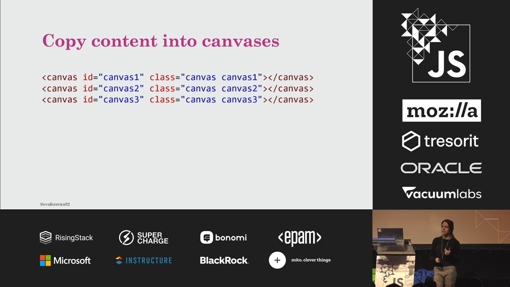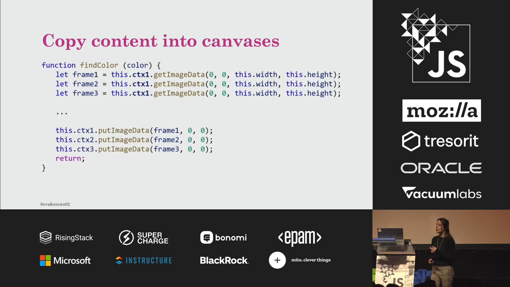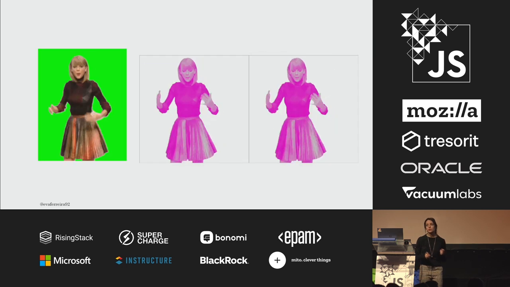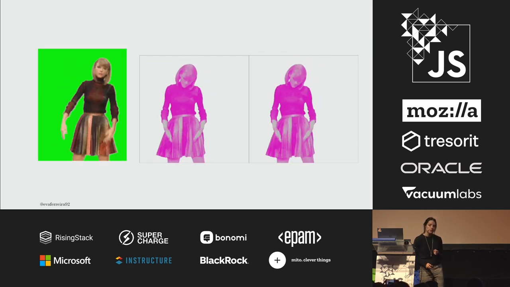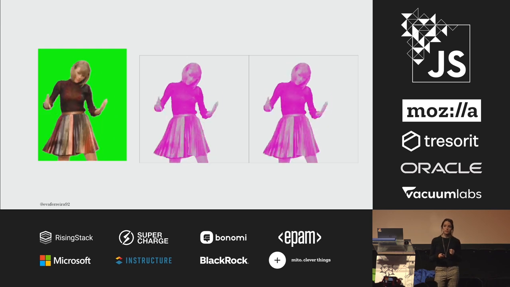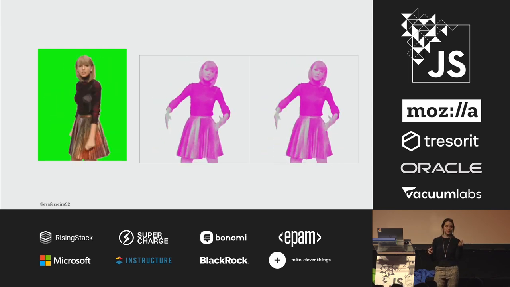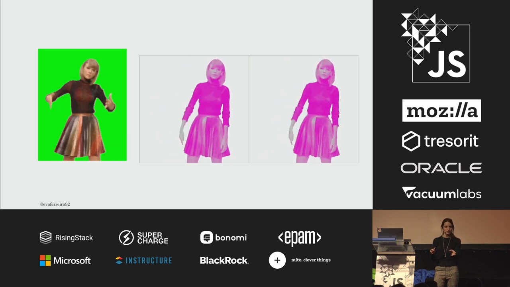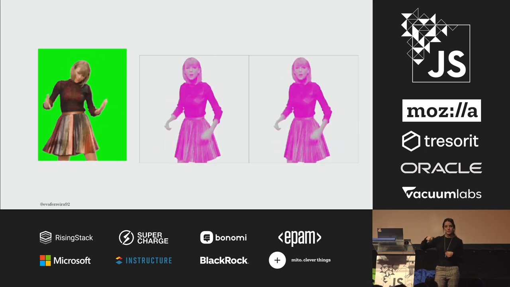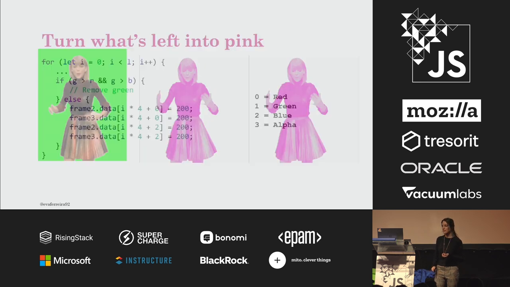So to copy the Taylor Swift, what you do is create another canvas, and then you position them with position relative and absolute. Then, after you copy them, you need to make them pink. So what you need to make pink is not the green area, because the green is gone. You need to make pink what is left of the green. So we used to have an if statement. We are going to use the else.